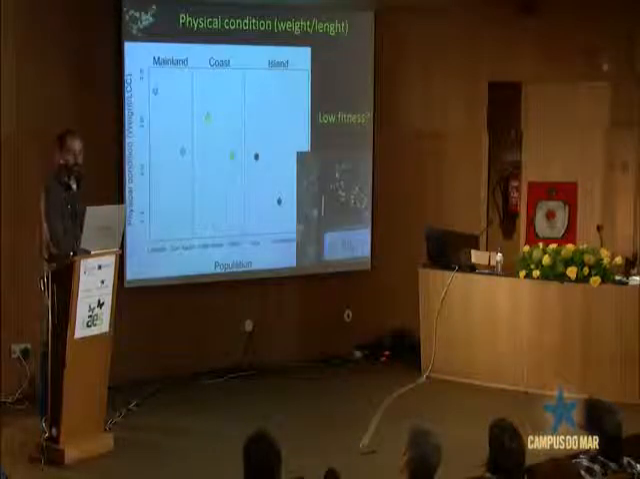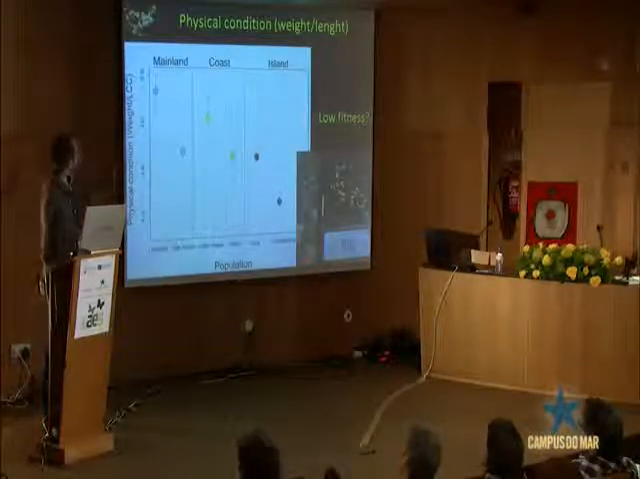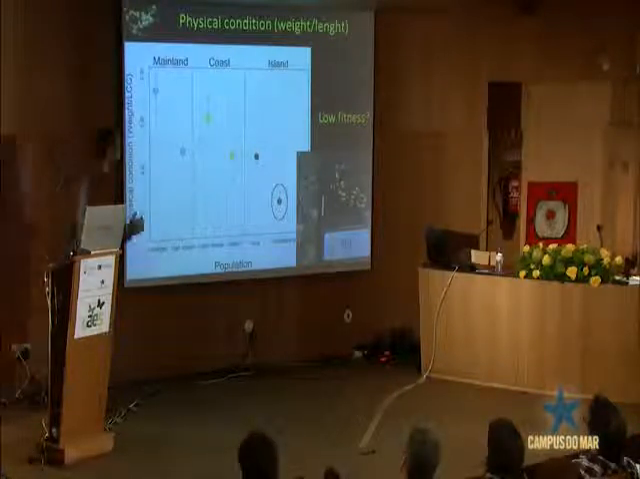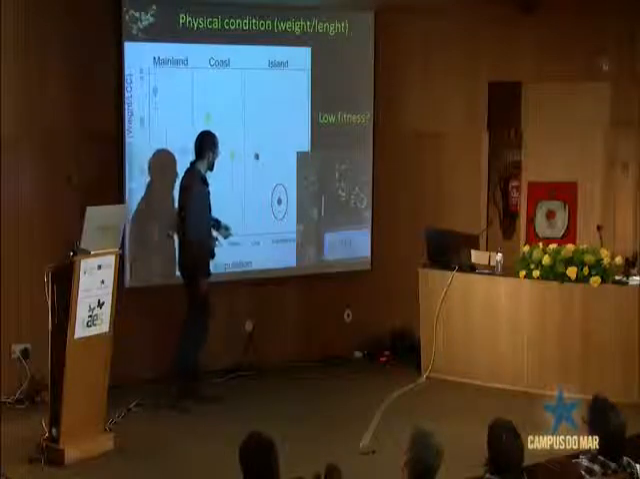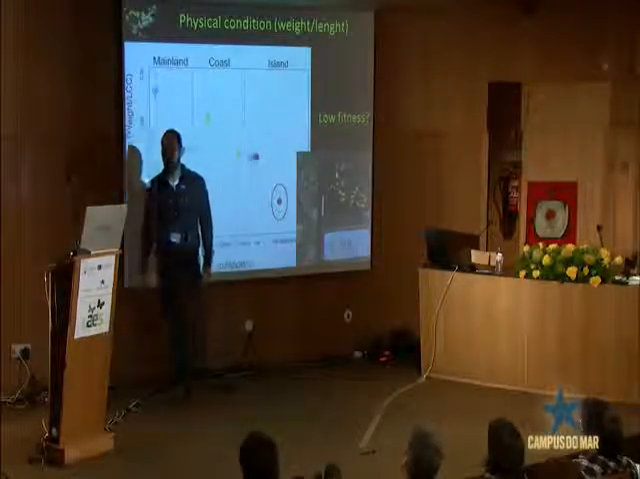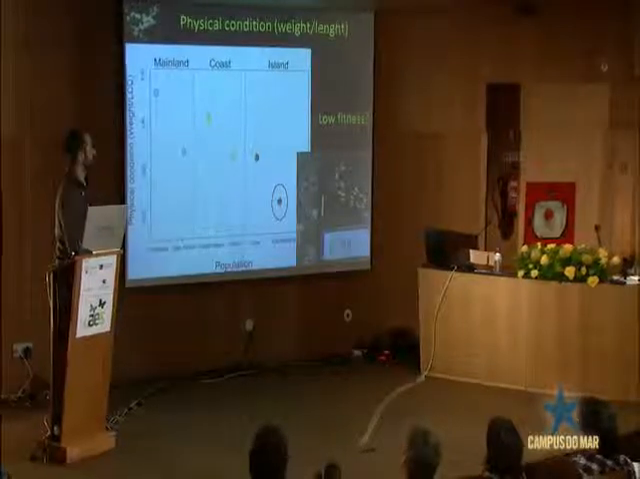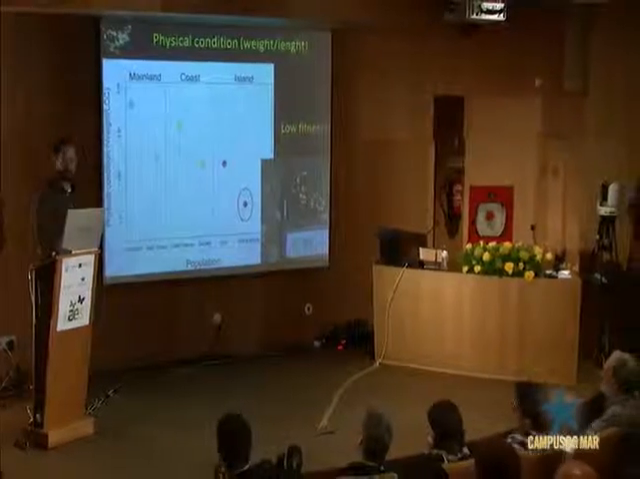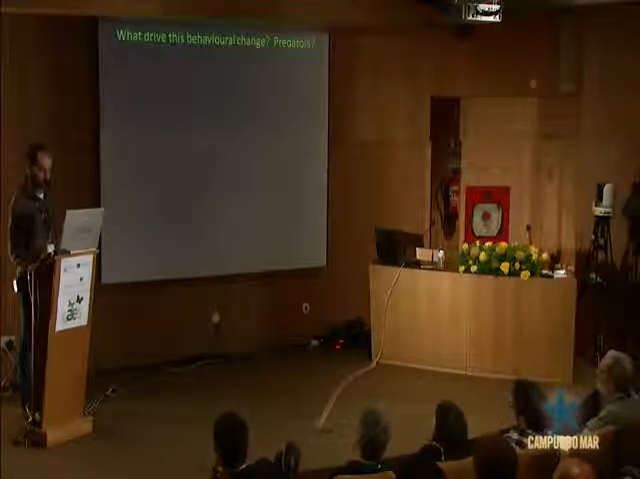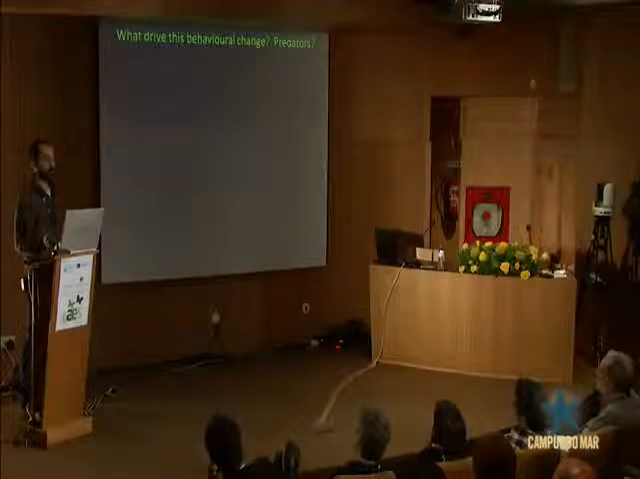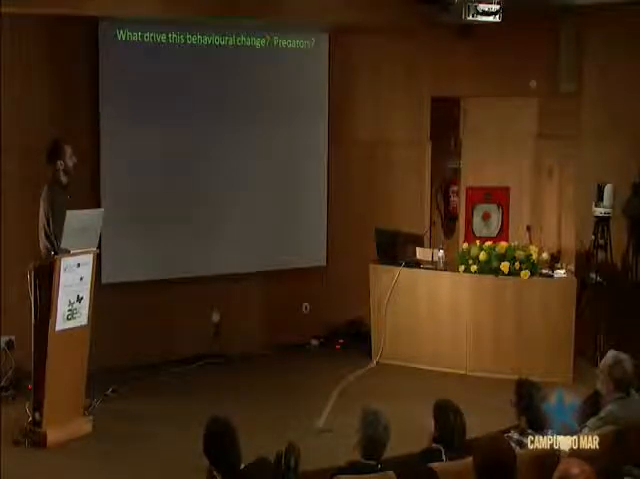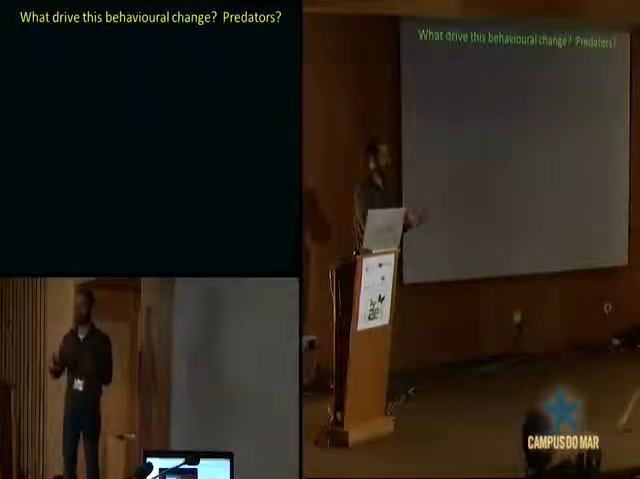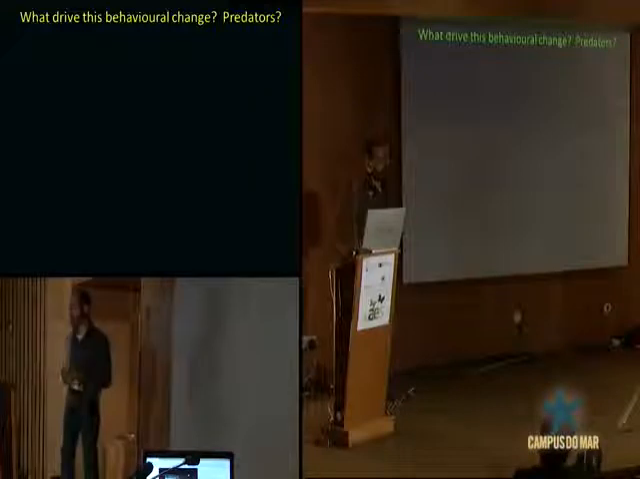We were also measuring the physical condition of these mainland, coastal, and island populations, and we found that this diurnal population showed the lowest physical condition, which could be related to the diurnal activity and also to low fitness. So what drives this behavioral change? Maybe predators. Maybe a high predation pressure on this small population could drive this behavioral change, right?